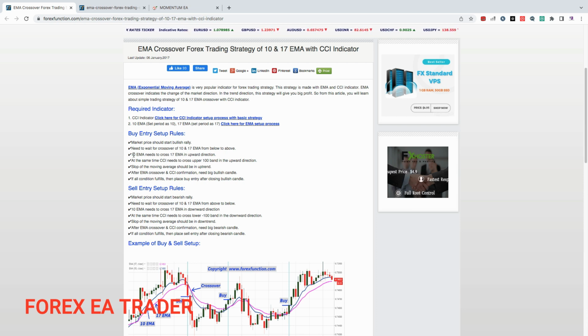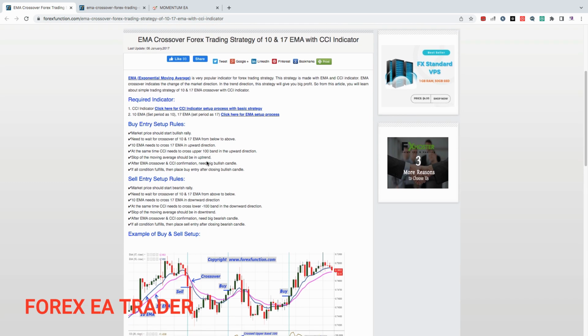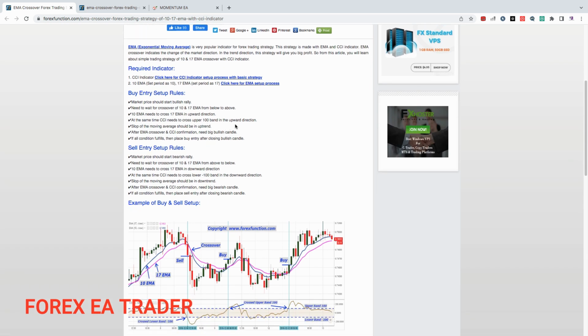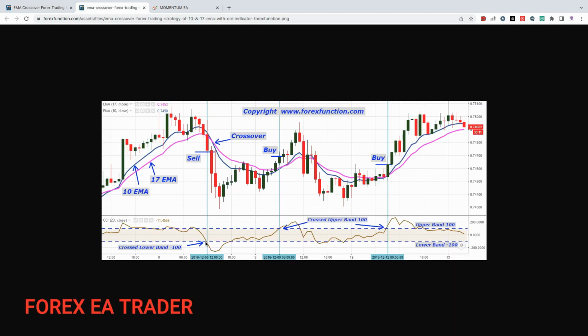So the conditions for a buy: the market price should start a bullish rally, which is also part of why we use the moving average crossovers. We need to wait for a crossover of the 10 and 17 EMA from below to above. The 10 EMA needs to cross above. At the same time, the CCI needs to cross the upper 100 band in the upward direction. So this will be the 100 band here. So the CCI needs to also cross the upper 100 band.